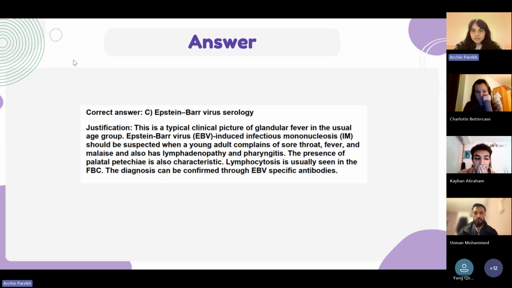Perfect. This is Epstein-Barr virus, which causes glandular fever, or the kissing disease, as it is known in America. And usually when you have a younger adult with a sore throat and a fever, and also lymphadenopathy and maybe a rash as well, you want to think of glandular fever.